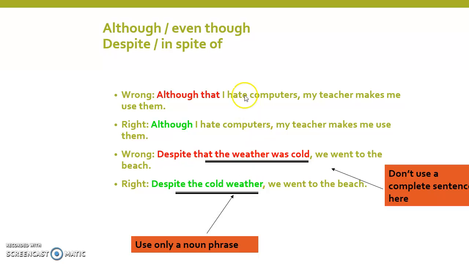Okay, so remember also, and even though come at the beginning. Despite, you are going to use it also at the beginning, but after them, you are going to use not phrases, but noun phrases. Remember that a noun phrase, again, is an adjective and a single noun or a single subject. Maybe this is easier for you to understand.